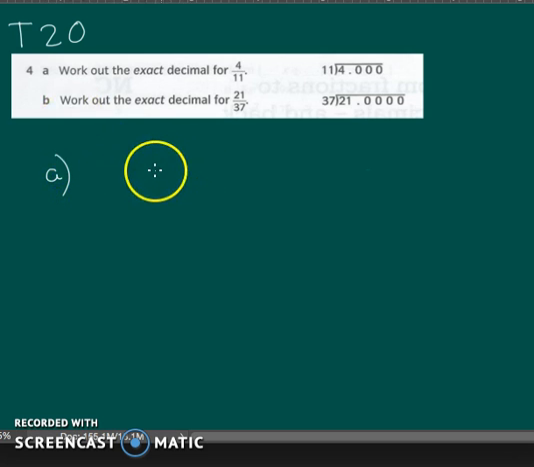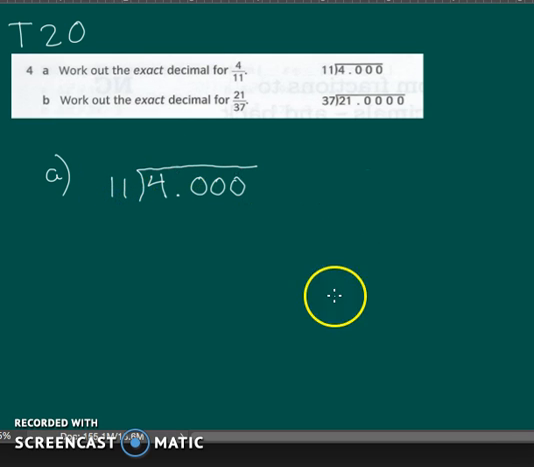Starting with part A, we have 4, and we're going to write it as 4.000. There's a clue there that the answer will have a decimal. We're dividing that by 11. So, how do we do long division again? We first ask ourselves, how many times does 11 go into 4?